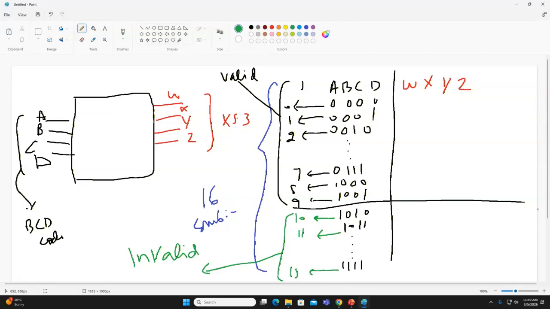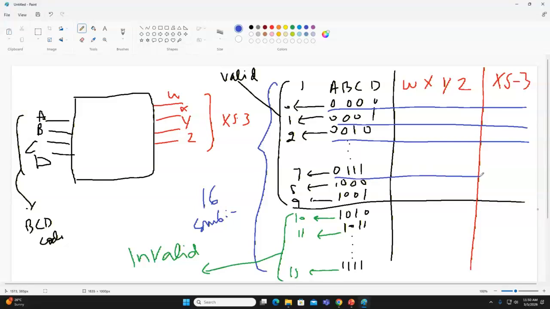Now please remember, what is my output? What is XS3 code? XS3 code is nothing but plus 3 of BCD. So if the input is 0, what will be my output in XS3 code? 3. So if the input is 0, my XS3 code will be 3. If the input is 1, what will be my output?